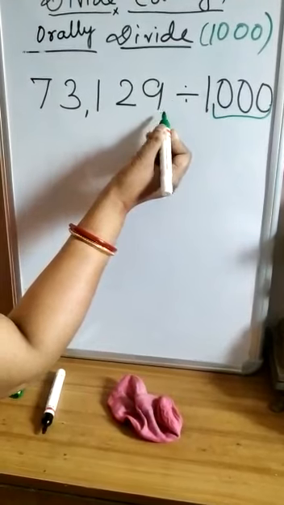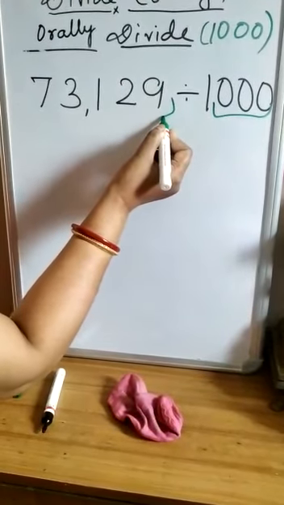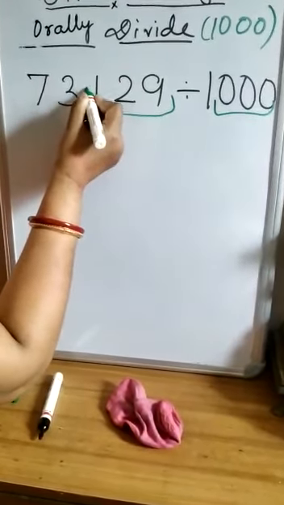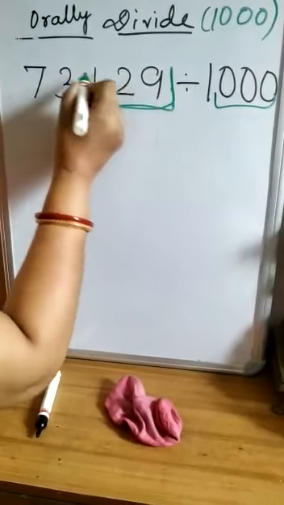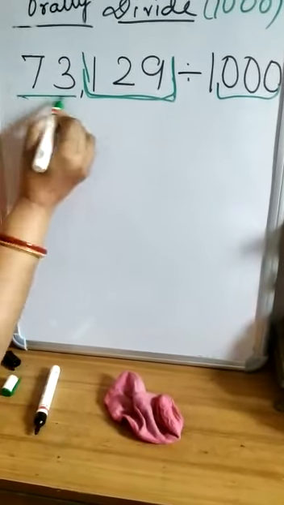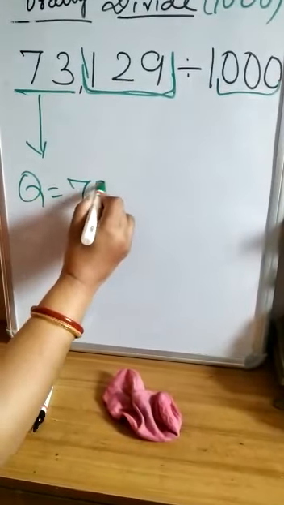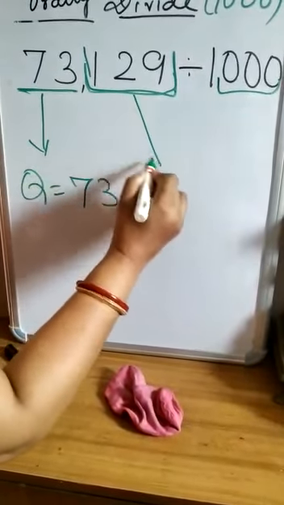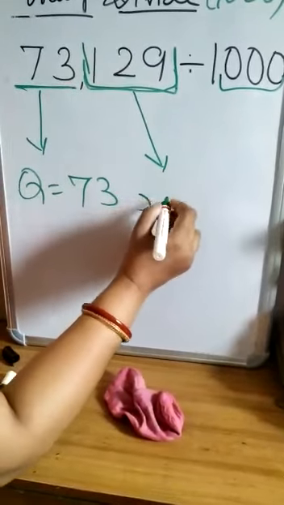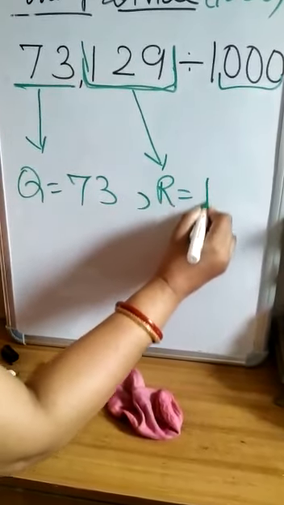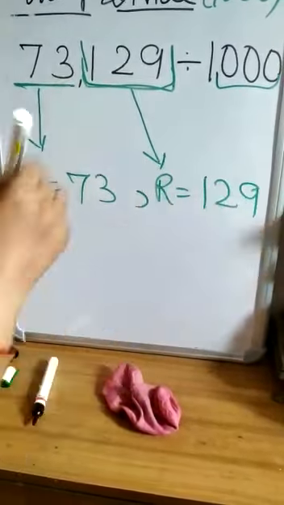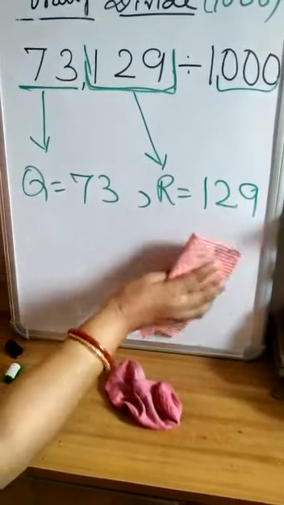This is the right side. So I am removing starting from 9, 2, 1. 3 digits are there. These 3 digits are blocked. The remaining 2 digits, that is 73, is the quotient. And this removed digits part is the remainder. Remainder is 129. Correct? Now let us check it.